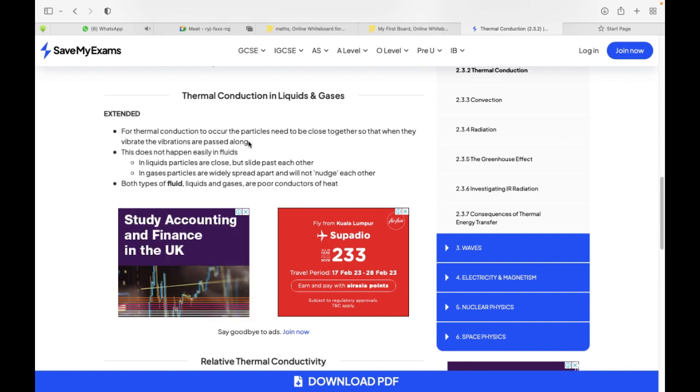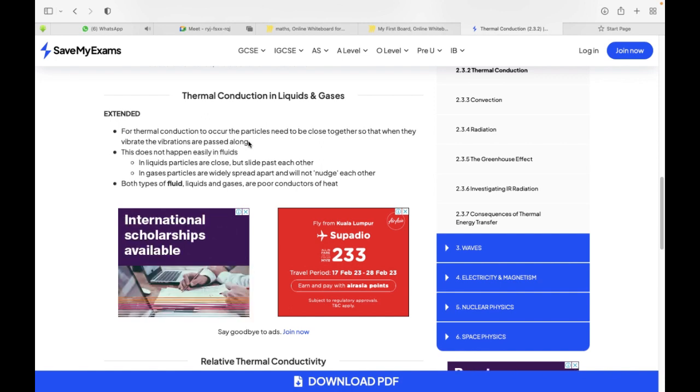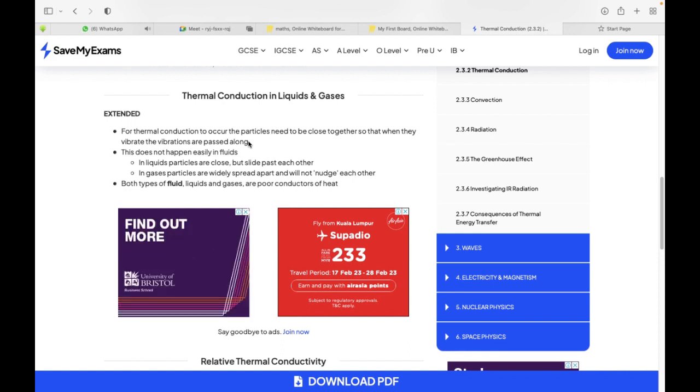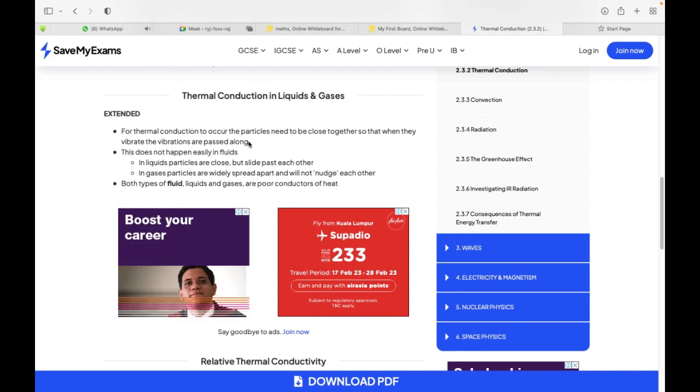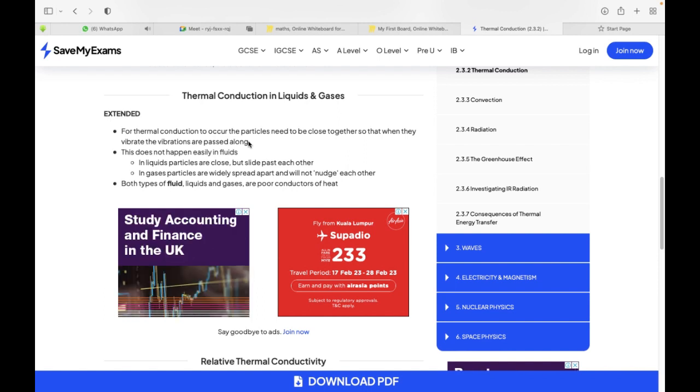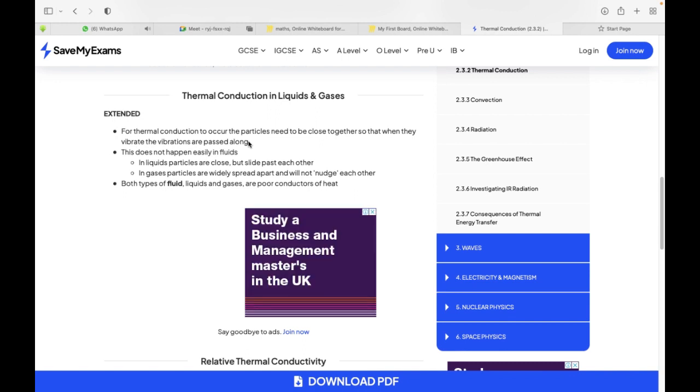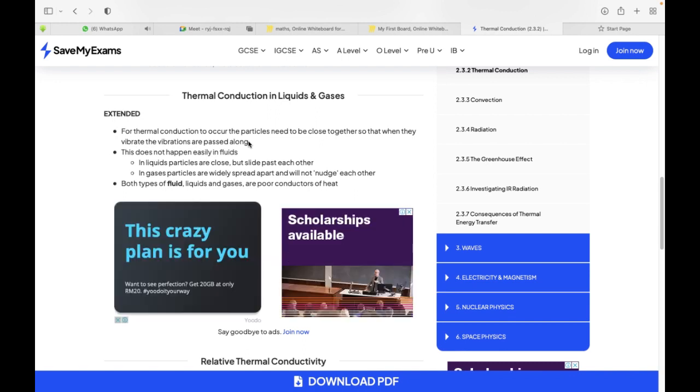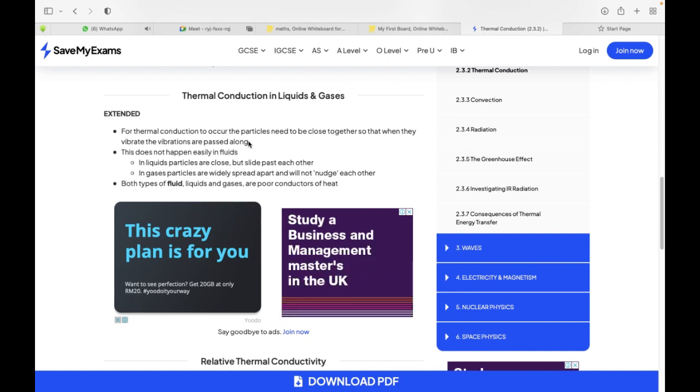Because conduction requires particles to be closely packed together, so that when they vibrate, they can pass on the heat from one particle to another. But in the case of fluids, whether liquid or gaseous, although the particles in liquids are a bit close, they're not tightly packed like in solids. And in gas, they're even further apart. It's even worse in gas. So even if there is any conduction, it's a poor one. It's not a good conductor. So we say fluids are not good conductors.